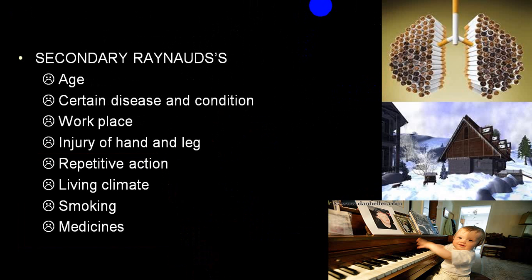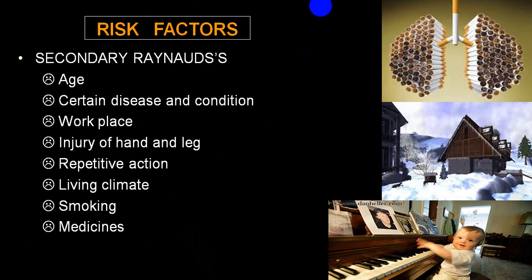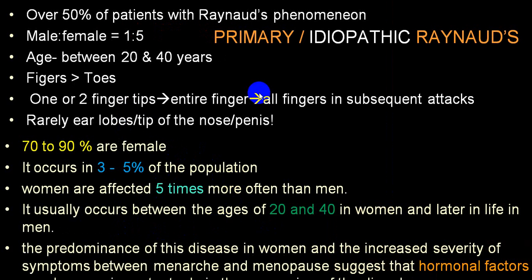In secondary Raynaud's, there are some risk factors like age. It will usually start in the 4th decade. Persons who are working on piano or typing, injury to hand and legs, repetitive actions, persons who are constantly exposed to extreme cold, smoking, certain medications. These are all others.